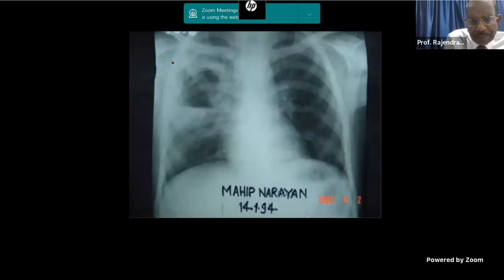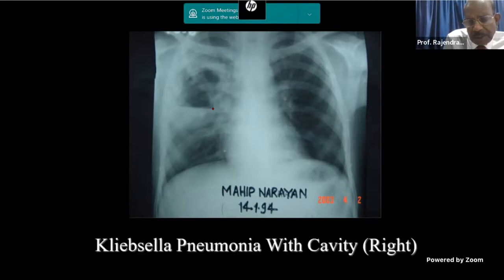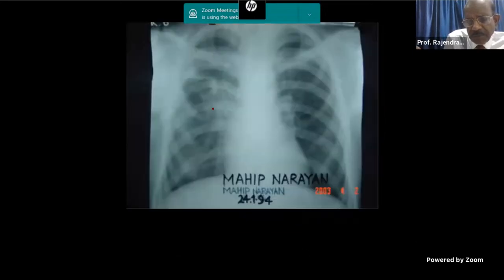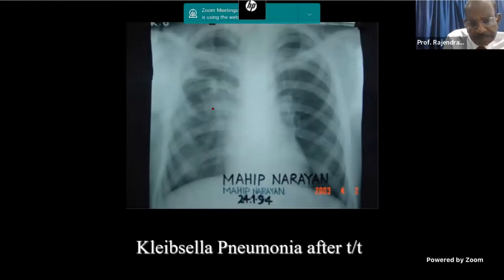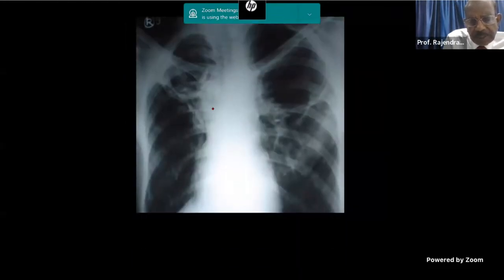Here you find again a cavity with a fluid level. So all the features are visible. And his sputum was negative. He had cough and a large amount of expectoration. So it was pneumonia which underwent cavitation, and when treated for about 10 to 15 days, everything disappeared. So that was cavitating pneumonia.